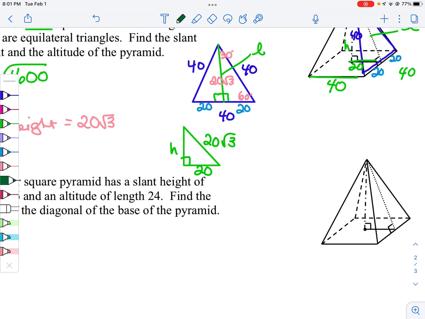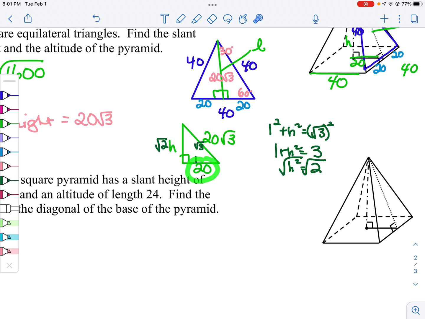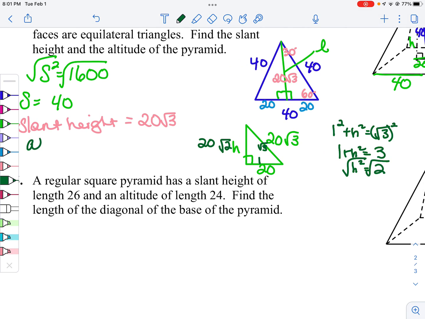If I do some reduction, if I divide these both by 20, I get a 1 and a root 3. So 1 squared plus h squared equals the square root of 3 squared, right? 1 plus h squared is 3. H squared is 2. When I take the square root, I get square root of 2. But remember, it's not just square root of 2. I divided by 20. So the altitude is 20 square root of 2.